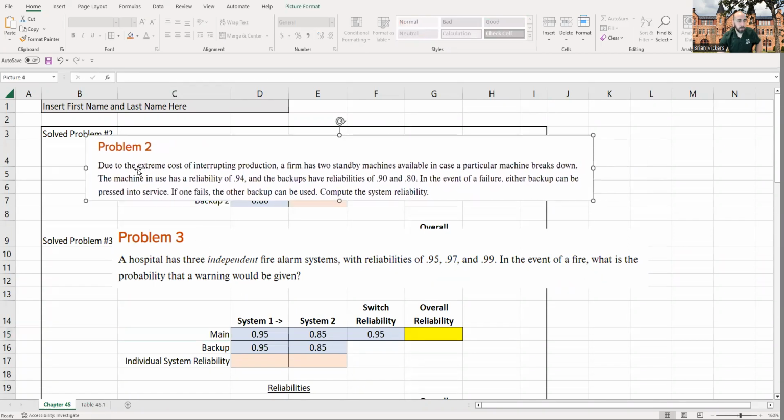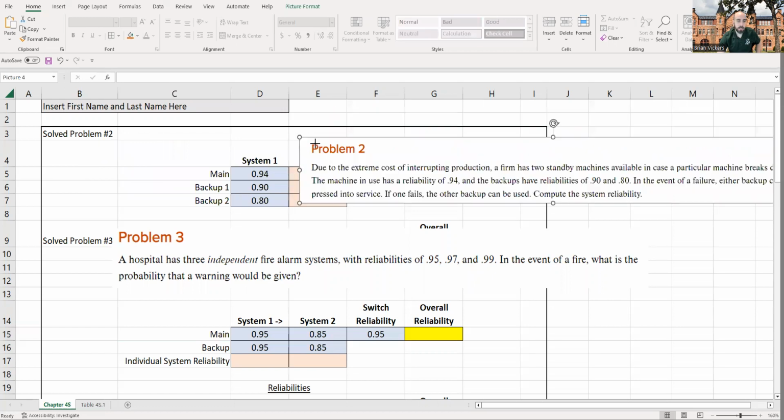So we're going to jump right into problem number 2. This talks about how there's a machine that needs to be operative, and they have 2 standby machines just in case the main machine breaks down. The main machine has a 94% chance of working, which is a 94% reliability, and the backups have reliabilities of 90 and 80%. If either of them fail, the backup can be pushed into service. If one fails, the other backup can be used. What's the overall system reliability?